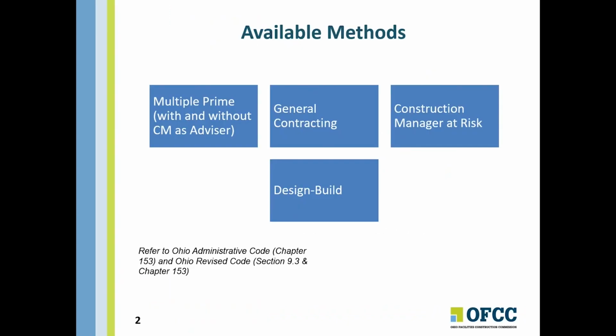Multiple prime is one of 4 available project delivery methods to public authorities in Ohio. The others are general contracting, construction manager at risk, and design build. There are some similarities between these project delivery methods, as well as some key differentiators. Due to those differences, a particular delivery method may be a better fit for a particular project.